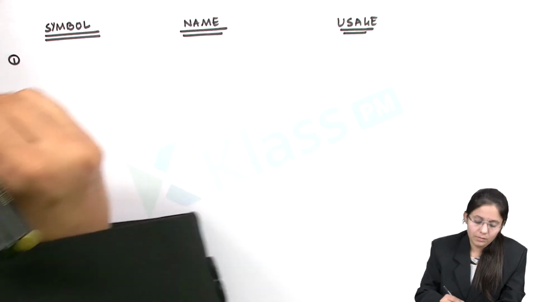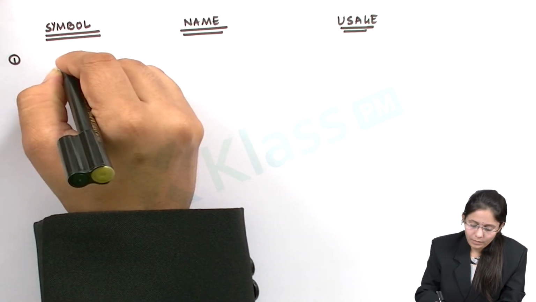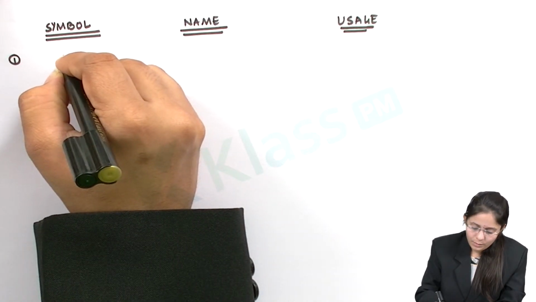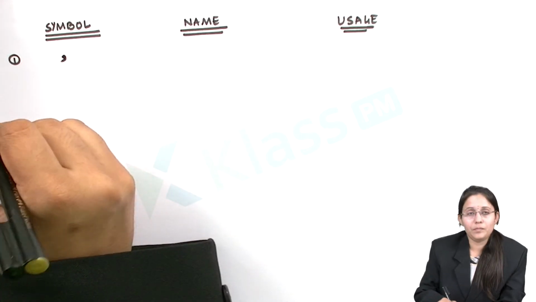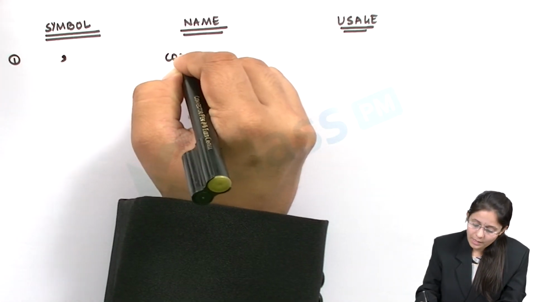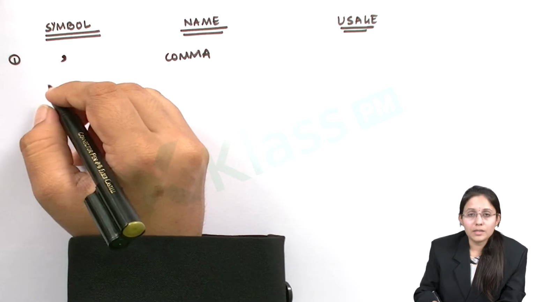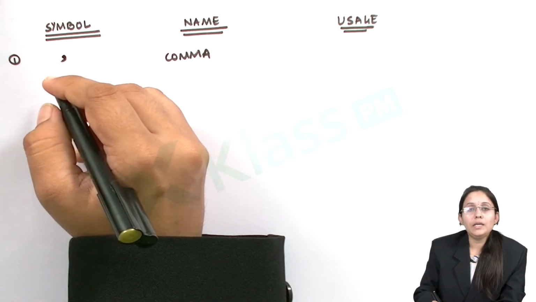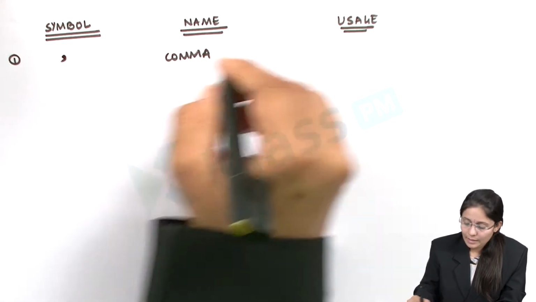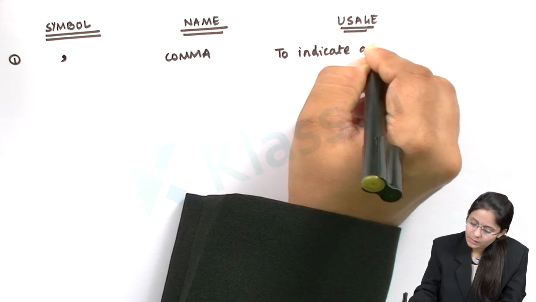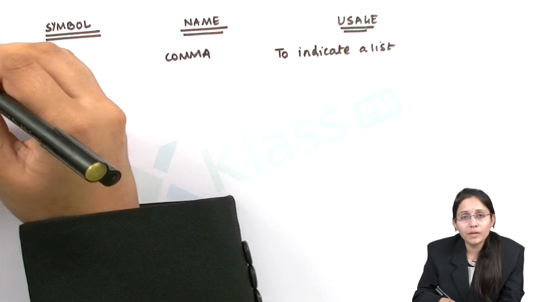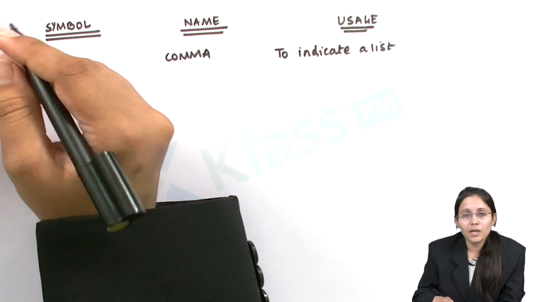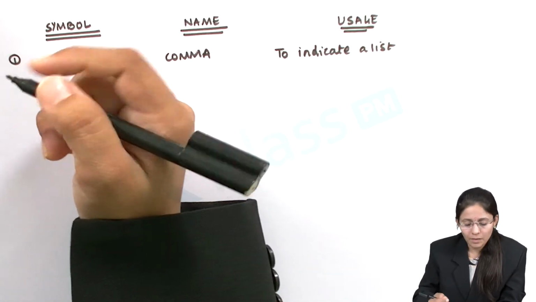Symbol, name, and its usage. So the first symbol is this. Dragging the full stop down, it is termed as comma. It is used to indicate a list, probably a list of names, a list of things. It is used to indicate any sort of list.